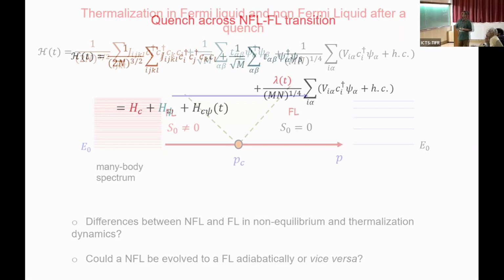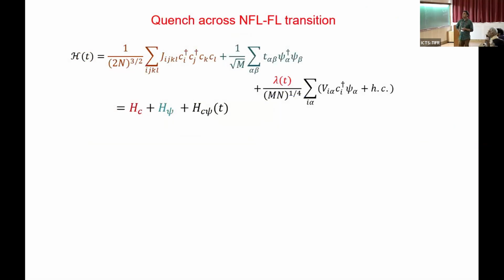Okay, the quench that I'm going to do is maybe not a very physical quench. What we are going to do is start with two decoupled systems, the SYK and the lead fermions. Initially they are decoupled, and then at t equal to 0, I switch on their coupling. I can switch on the coupling depending on this m by n ratio, which is this.